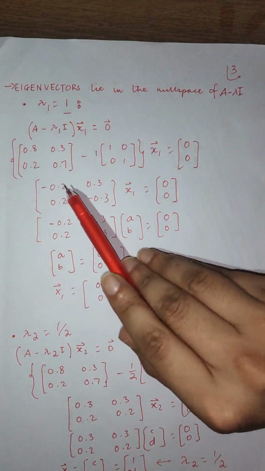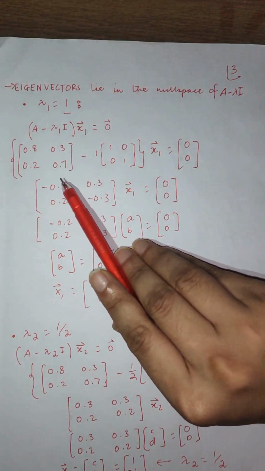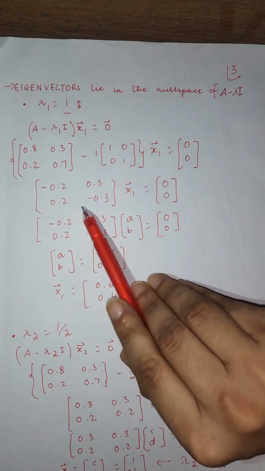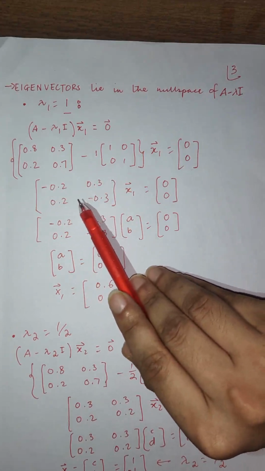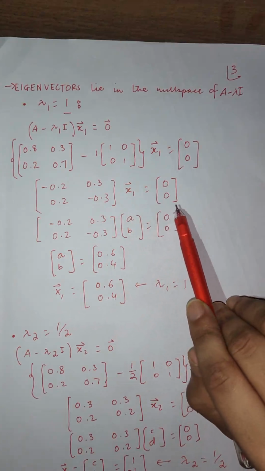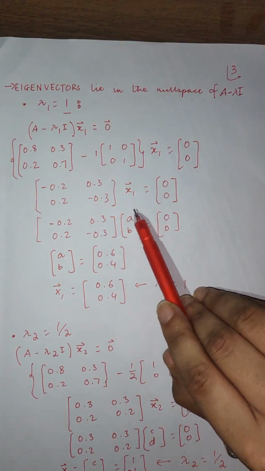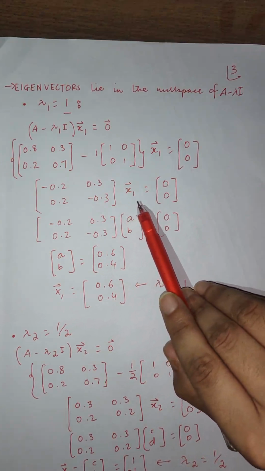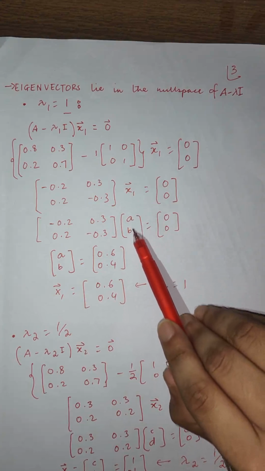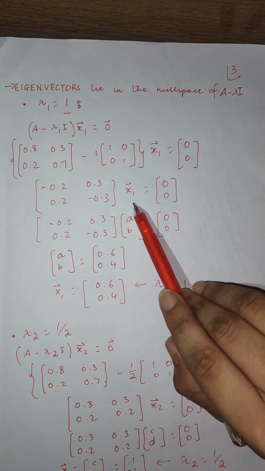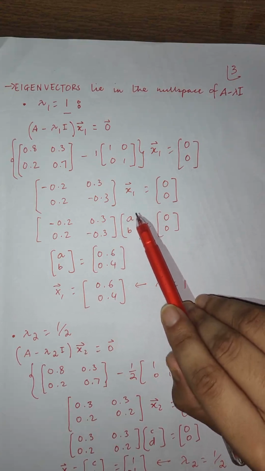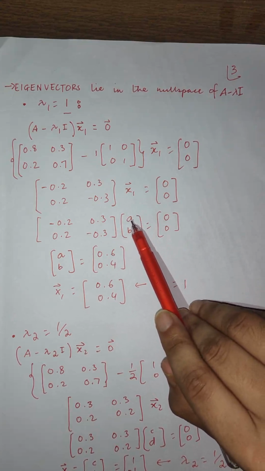Then we just do the algebra. From this, we have this matrix, and this matrix times this vector must give us the 0 vector. Then I wrote this eigenvector using two unknowns, a and b. So eigenvector x of 1 is essentially equal to the vector containing a and b.